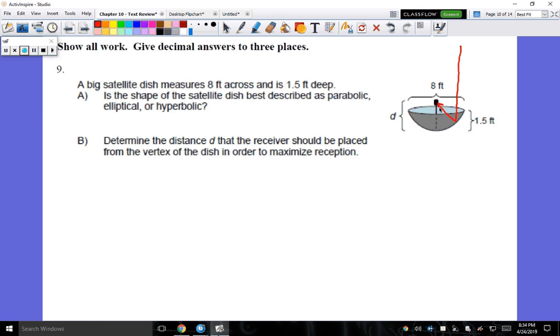Like it'll receive signals, and it will bounce off, and it will hit this receiver, which will then go hardwired to like your TV and give you, I don't know, cable or whatever. Okay, so that's what the job of this parabola is. So we're going to say that part A, it's a parabolic shape for sure. Let's go to part B.